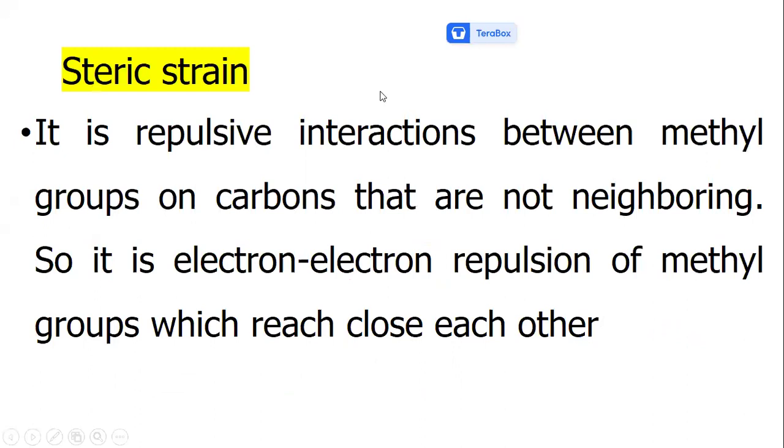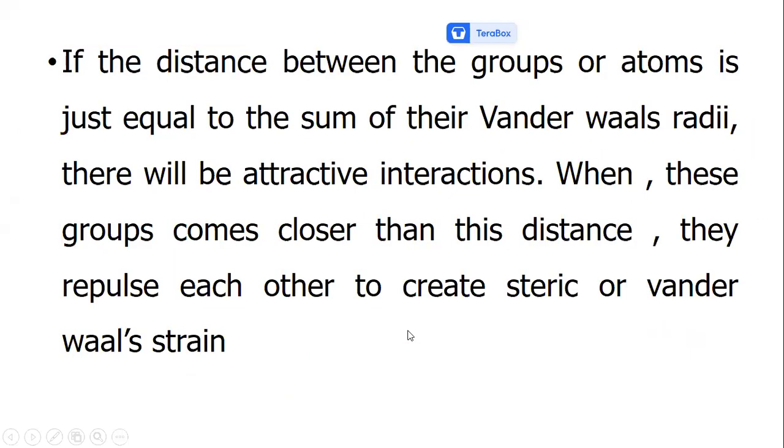Steric strain is the repulsive interaction between methyl groups of carbons that are not neighboring. So it is the electron-electron repulsion of methyl groups which come close to each other. If the distance between the groups or atoms is just equal to the sum of their van der Waals radii, there will be an attractive interaction. When these groups come closer than this distance, they repel each other, creating steric or van der Waals strain.